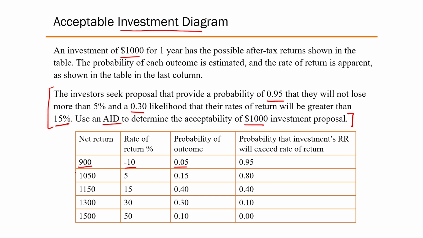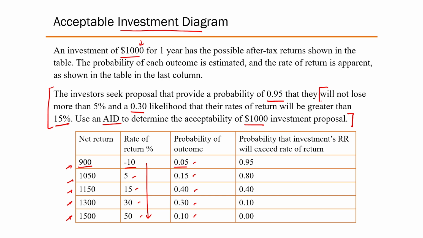So what I'm doing here, the net returns have been given to you, 900, 1050. These values are simple. Since the base is $1,000, the percentage of return immediately becomes clear: minus 10%, 5%, 15, 30. And the probability of outcome has also been given. Now again we have to plot the cumulative. For cumulative we need to sort it, but this is already sorted, so no need to worry about it, right?